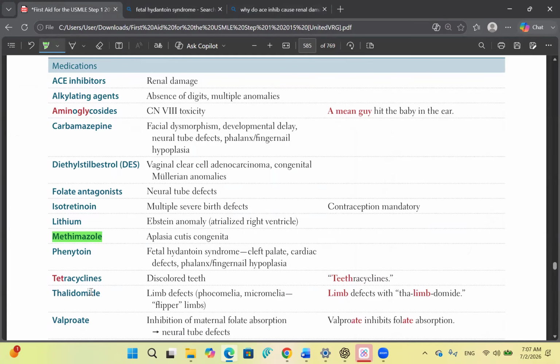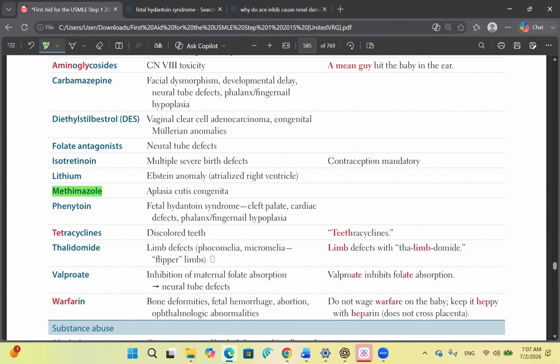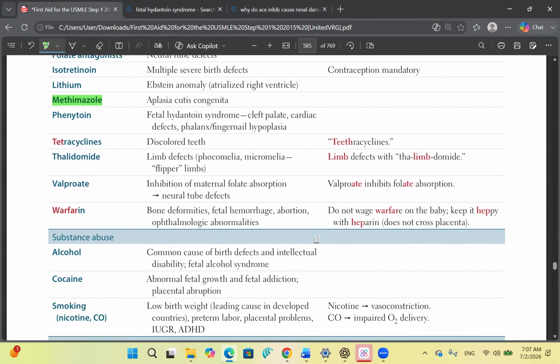For tetracyclines, we have tetracycline teeth. For thalidomide, it is for the limbs: phocomelia, micromelia. Whenever you see limb, remember thalidomide. Valproate is an inhibition of maternal folate absorption and causes neural tube defects. Inhibits folate absorption. Warfarin: bone deformities, fetal hemorrhage, abortion, ophthalmologic anomalies. Do not wage warfare on the baby. Keep it happy with heparin, which does not cross the placenta. Okay. So we do not use warfarin.